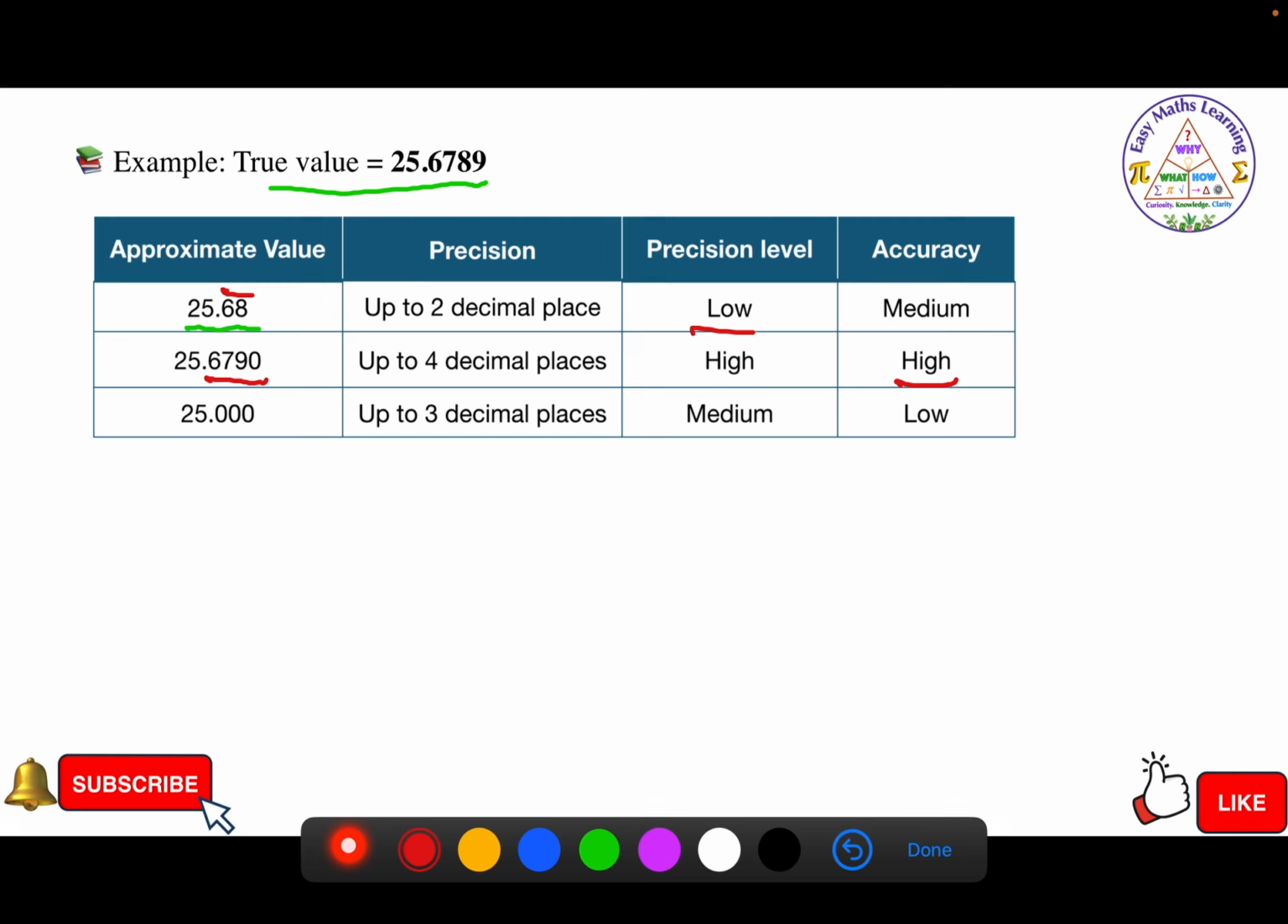The third approximate value is 25.000. This value is written up to three decimal places. So technically we can say precision is medium because it has three decimal places. Now we observe that this value is very far away from the true value. Therefore, we can say accuracy is low.